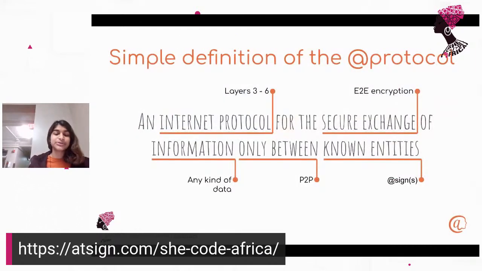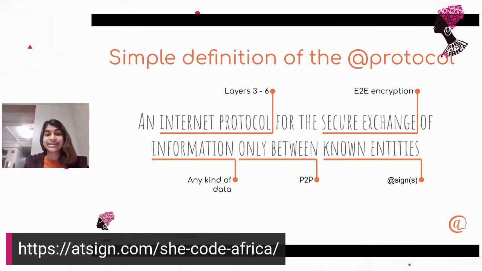And how is this possible? Just going a little bit into the app protocol. An internet protocol, or an end-to-end encrypted internet protocol, defined simply is just an internet protocol for the secure exchange of information only between known entities. And with the app protocol, the secure exchange talks about end-to-end encryption, meaning you can share any kind of data between P2P, so person to person, as long as you have a known entity, which is an @, which Tinashe will talk more about later.